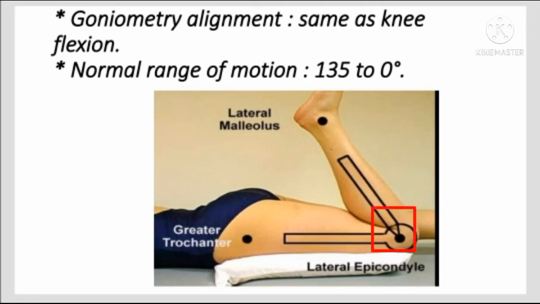Center the fulcrum of the goniometer over the lateral epicondyle of the femur. Proximal arm should be at the lateral midline of the femur. Distal arm should be at the lateral midline of the fibula. Take the reference as the greater trochanter and the lateral malleolus.